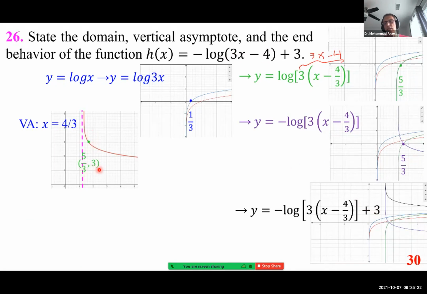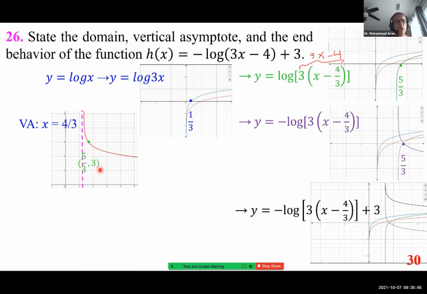I want to make sure everybody understands what's happening here. When we shift this one up, we did not change the x coordinate. So 5/3 remains as 5/3. The x coordinate was the same, but the y coordinate in all cases was 0 until now that we've added 3.